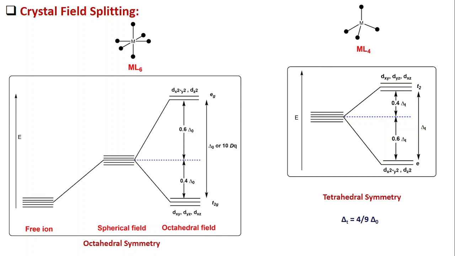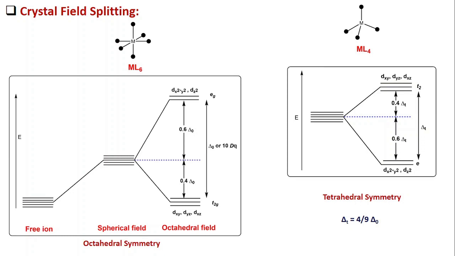In the case of octahedral complexes, a total of 6 ligands get coordinated to the metal atom. Here I am showing a typical ML6 compound. If we look into this figure, in the case of the free ion, all the 5 different types of d orbitals are degenerate in nature, that is, their energies are the same. First of all, if we consider a spherical field, where the metal center is influenced by the ligand environment spherically, that is, equally from all sides, their energy gets raised.